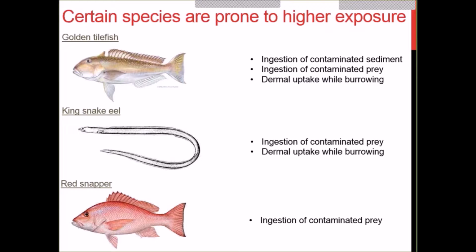And then last, for the red snapper, they're a reef fish. They're more associated with vertical structure than direct physical contact with the sediments. So we believe they could be exposed through contaminated prey. Again, they also eat benthic prey.